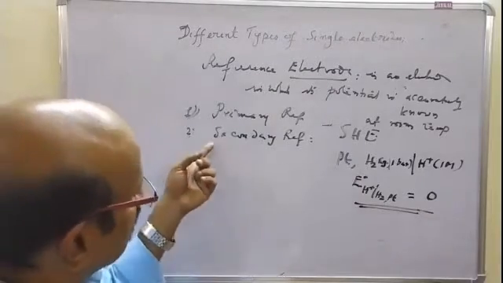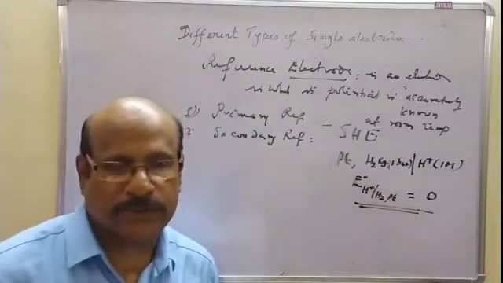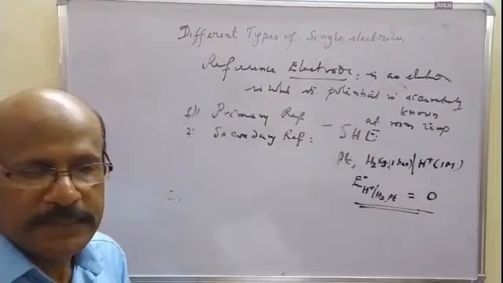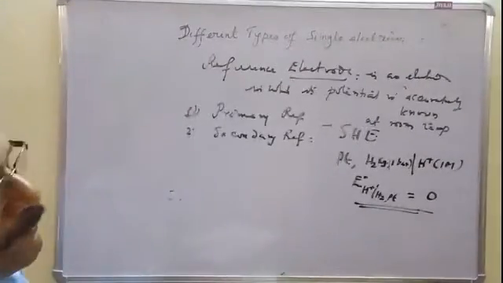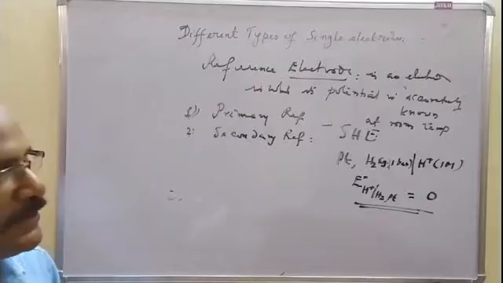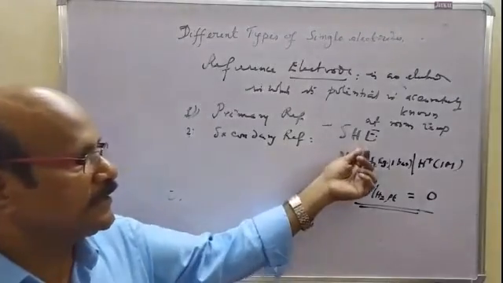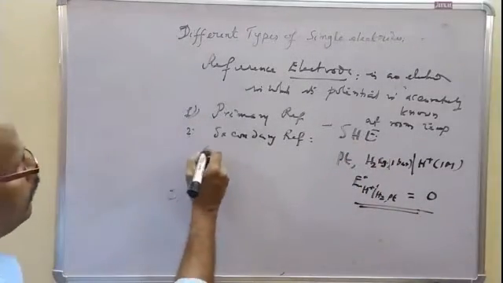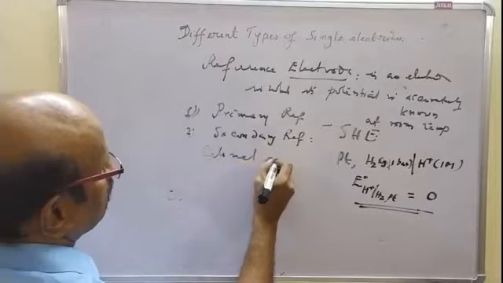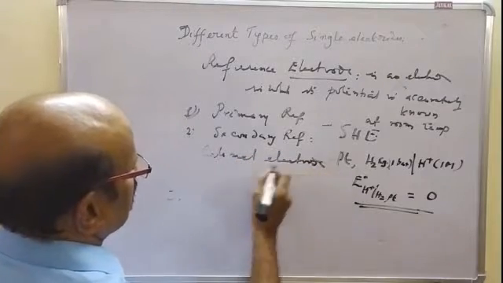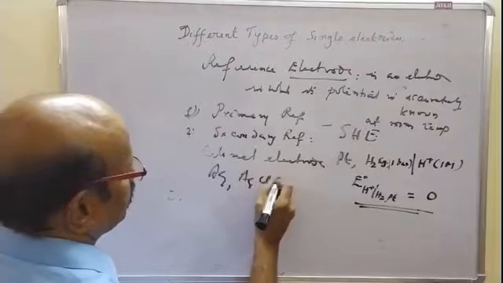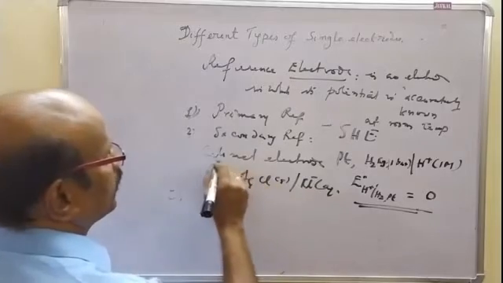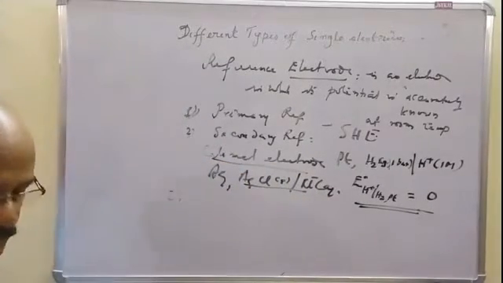Because of this, the primary reference electrode, the hydrogen gas electrode, is not used as a reference electrode. Generally, secondary reference electrodes like the calomel electrode are used. Secondary reference electrodes are those electrodes which are standardized with respect to the primary SHE. That is, any reference electrode that can be standardized using SHE is called a secondary reference electrode. Examples are the calomel electrode and the silver chloride electrode.